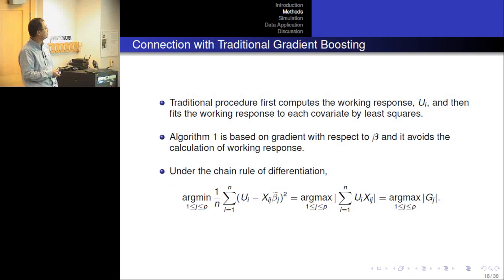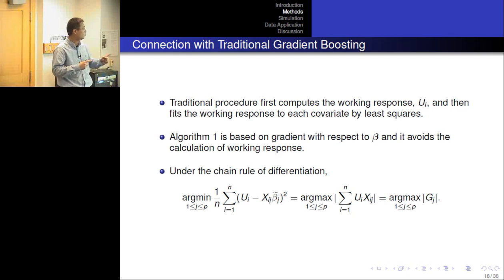So next, I will talk about some connection with the traditional gradient method. The traditional method will first compute the working response, and then fit the working response to its covariate by the least square algorithm. Our method instead calculates the gradient with respect to beta j, and it avoids the calculation of the working response. In this simple Cox model case, this difference is not that important. No matter which algorithm we use, it will give us a similar result.